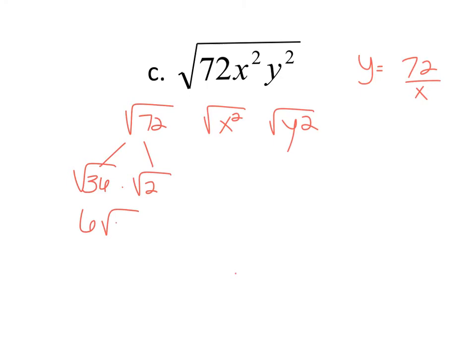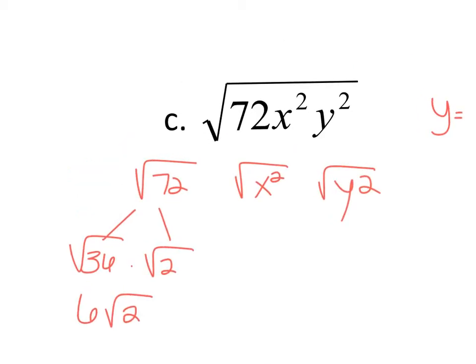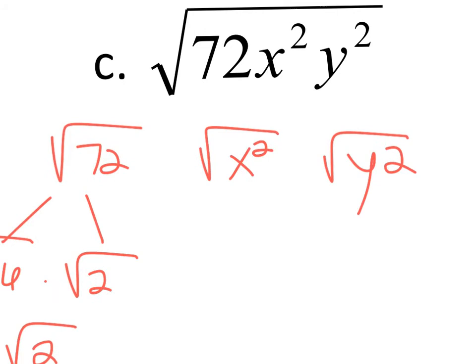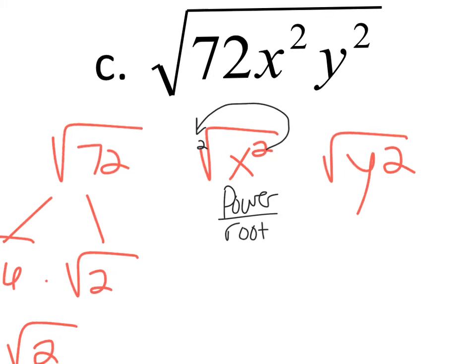36 will break up into 6, and you get square root of 2. Now you're left with x squared and y squared. Remember that the index here, all right, I'm going to try to make this bigger so you guys can see what I'm talking about. The index here is 2, okay? So the easy trick here is that if you can divide the power by the index, the root, this is called power over root. We're going to go over this a little bit further later on. You can get the simplified version.